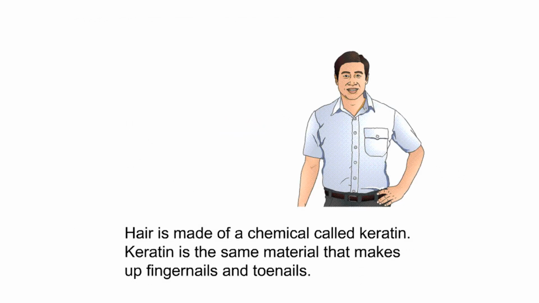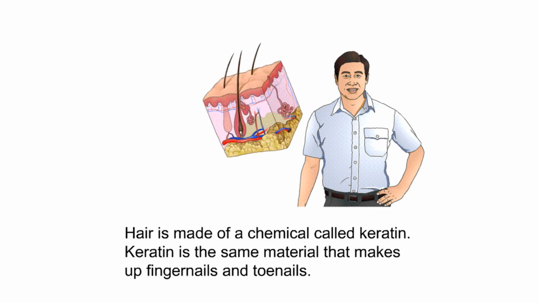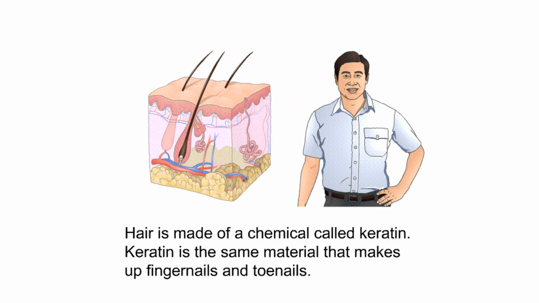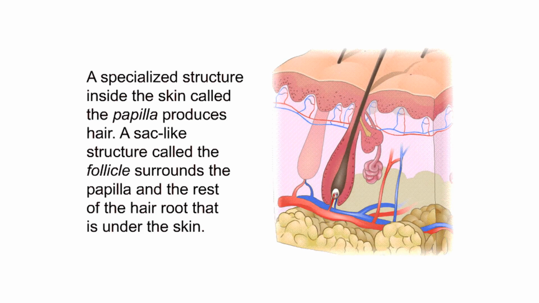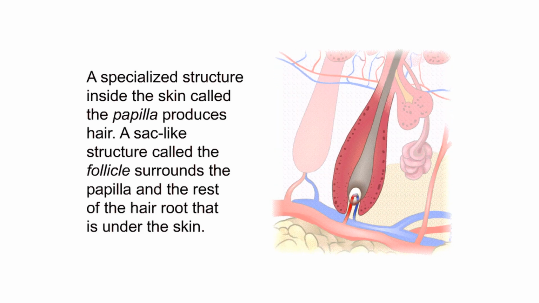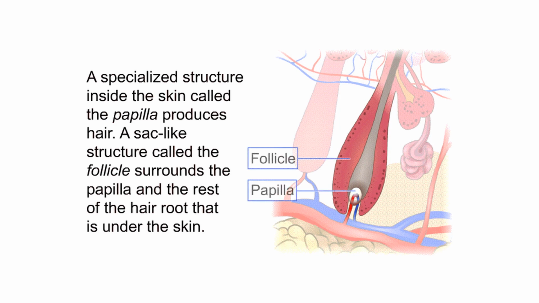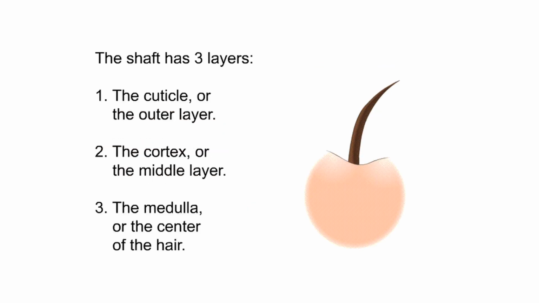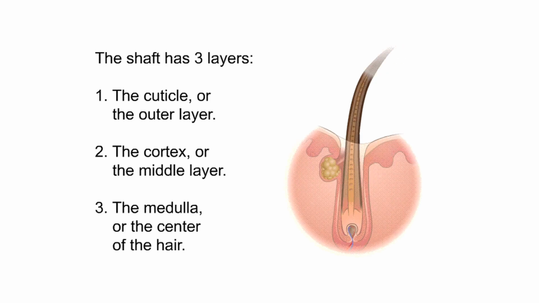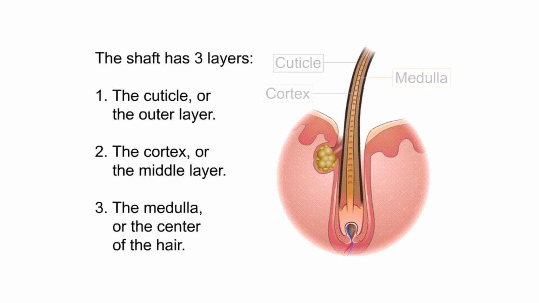Anatomy. Hair is made of a chemical called keratin. Keratin is the same material that makes up fingernails and toenails. A specialized structure inside the skin called the papilla produces hair. A sac-like structure called the follicle surrounds the papilla and the rest of the hair root that is under the skin. The shaft of the hair is on the outside of the body, sticking out of the skin. The shaft has 3 layers. 1. The cuticle, or the outer layer. 2. The cortex, or the middle layer. 3. The medulla, or the center of the hair.